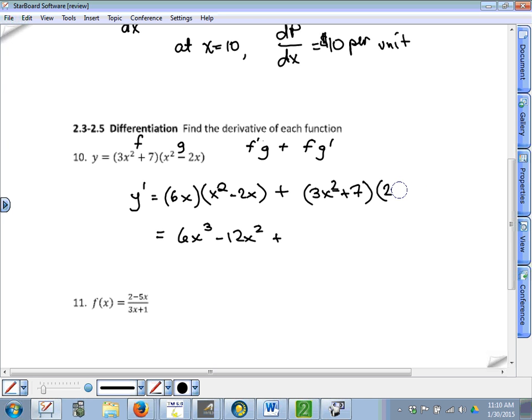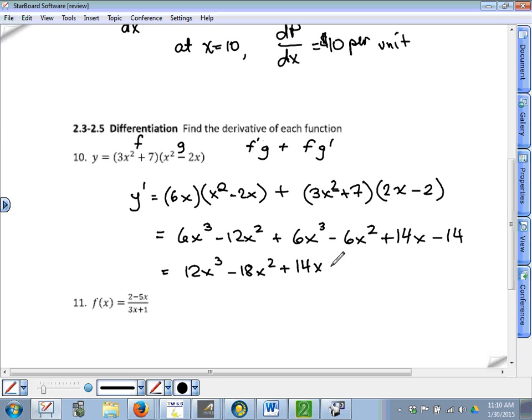Actually, I got this part wrong. Now I'm looking at it, the derivative of the g function is 2x minus 2. Sorry about that. So here we'd have to distribute this together, and we get 6x cubed minus 6x squared plus 14x minus 14. Combine your like terms, and we get 12x cubed minus 18x squared plus 14x minus 14.